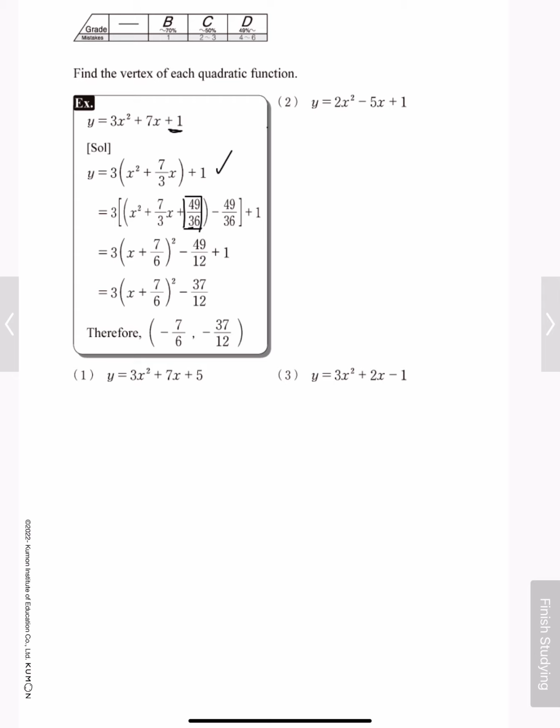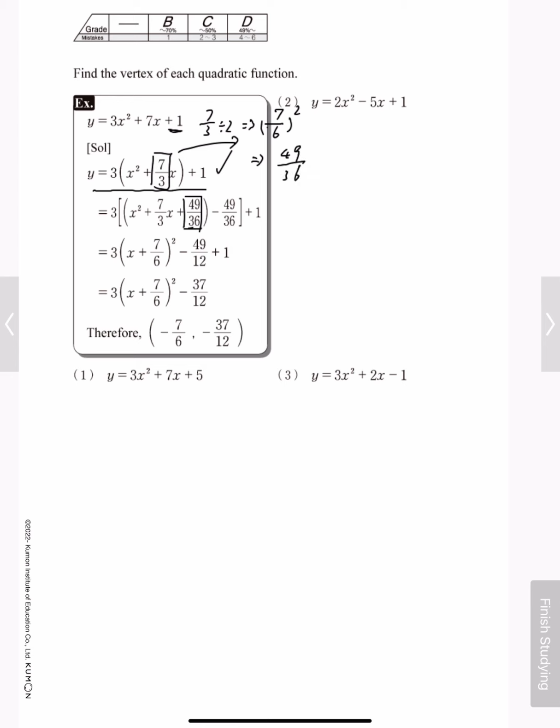So let's go back to how we find out this number 49 over 36. I'll tell you guys a little trick. All we need to do is from the previous step over here, this number, 7 over 3, we take this number out and we divide this number by 2. Then what you will get is 7 over 6. And then this 7 over 6, we will square the 7 over 6. In this case, we'll get 49 over 36.